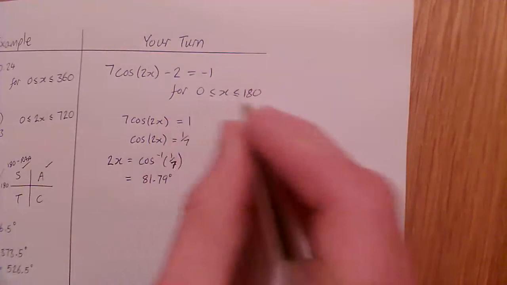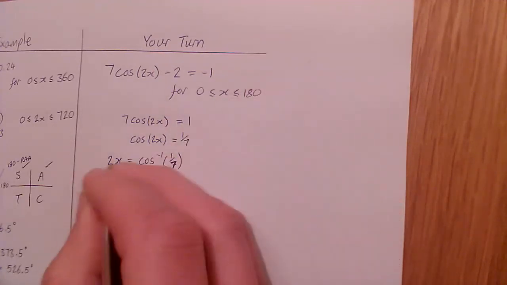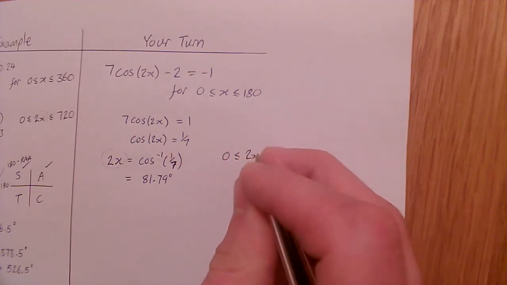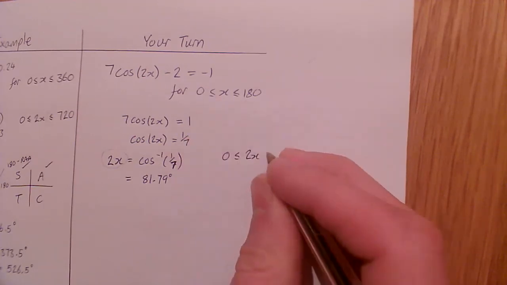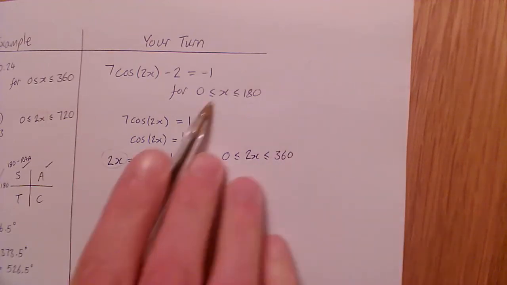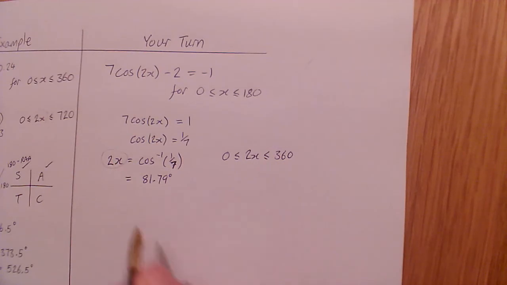But simultaneously, we've got to think about this. We're not solving between 0 and 180 because we're getting that angle 2x. So 0 is less than or equal to 2x. Well, if we're doubling everything, that's going to be less than 360. So if x lies between 0 and 180, 2x lies between 0 and 360. That means we've got more angles to find.